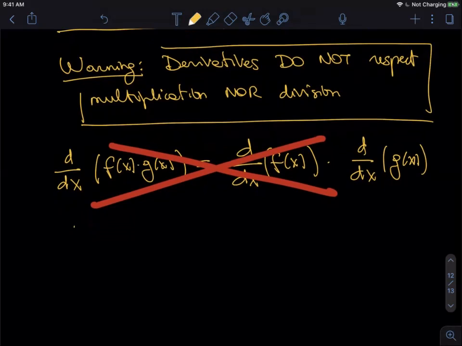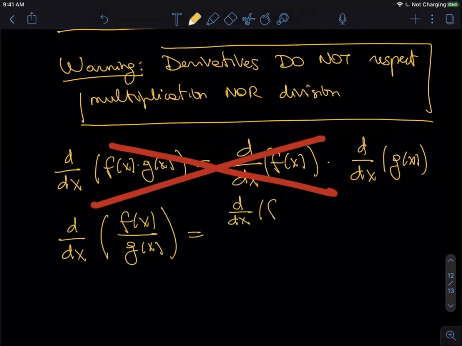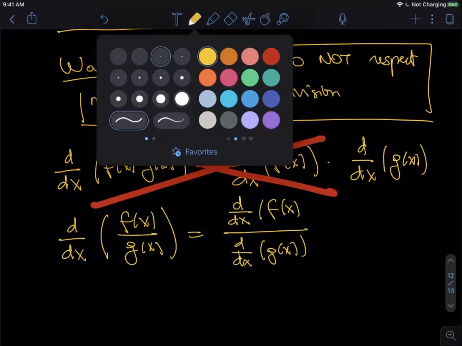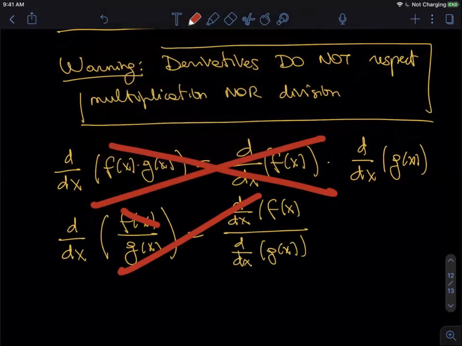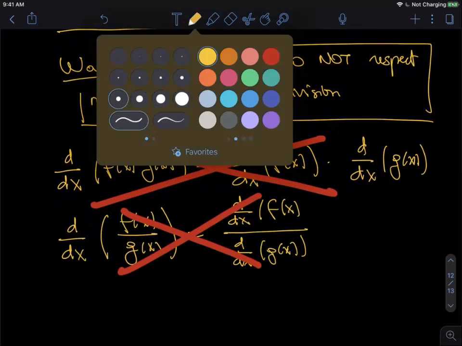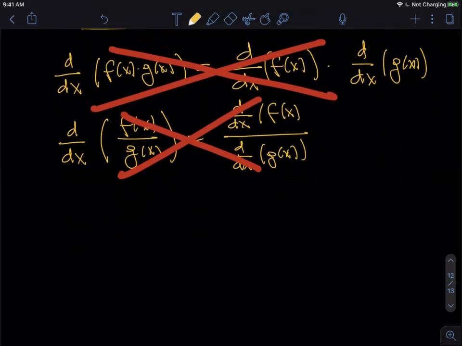And when I do the derivative of a quotient, f of x divided by g of x, one would wish that this is d/dx f of x divided by d/dx g of x. So this also happens to be a total lie. So those are not the correct formulas.